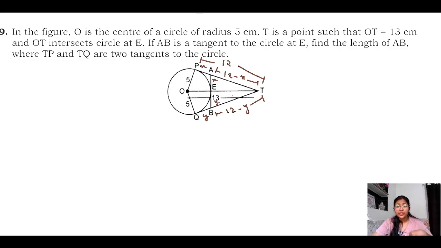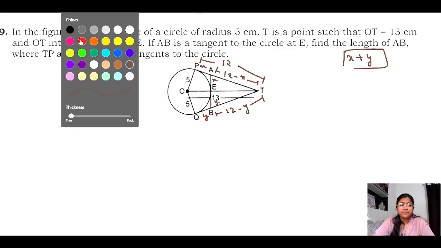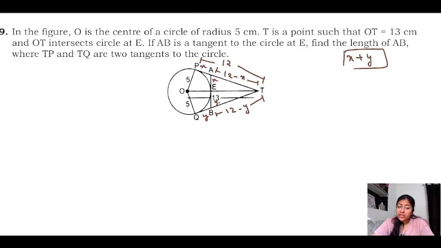Okay, what do we need to find out? The length of the side AB. Okay, we need to find out x plus y. Yes, see this? Okay, you can simply apply the Pythagoras theorem. Yes or no? See this? The total length OT is 13 and OE is 5. So the remaining ET will be 13 minus 5. Yes, 13 minus 5, 8.